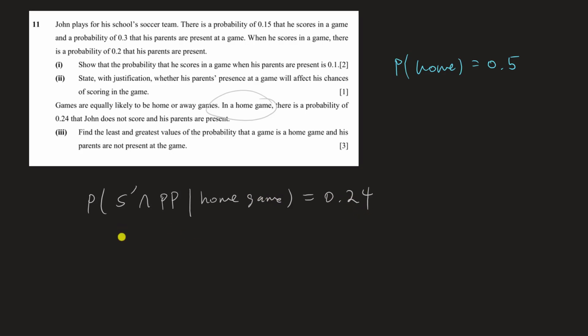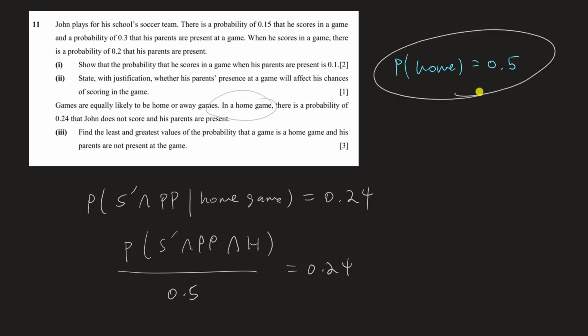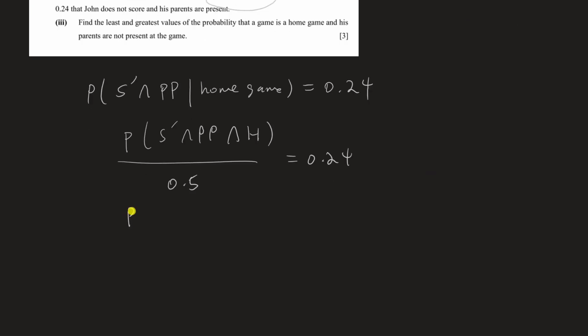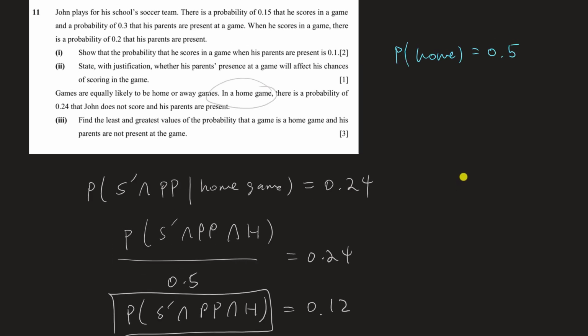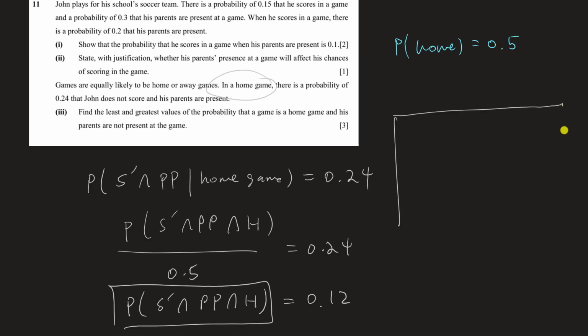Convert the left hand side into mathematical symbols, and it gives you the probability that S prime intersect parents present intersect home, divided by the probability of home, is 0.24. We know this is 0.5 as we can see here. So if you were to cross multiply, P(S' ∩ P ∩ H) would be 0.12. What this means on a Venn diagram would look like that.